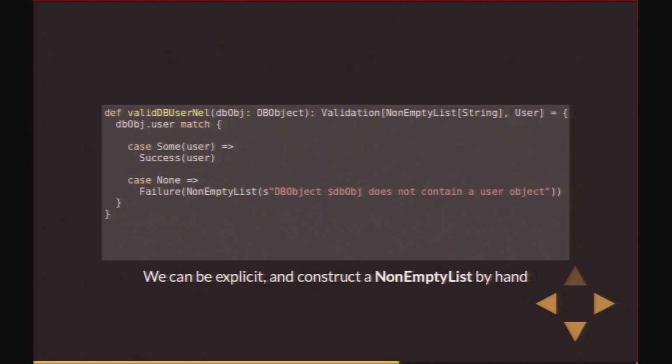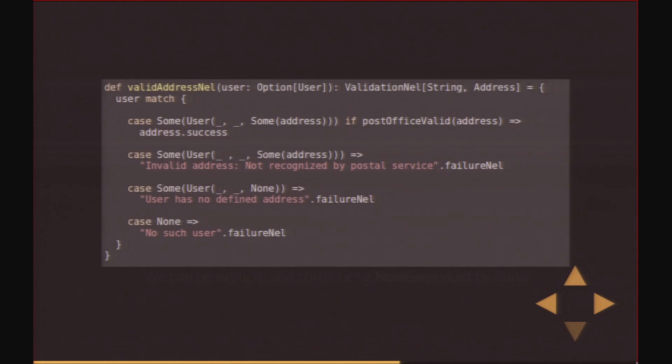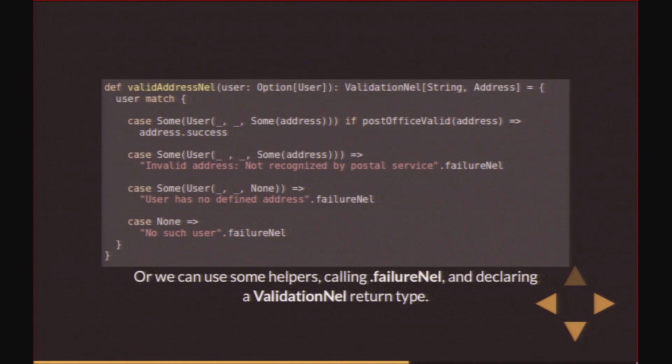We can be explicit and construct that non-empty list by hand, or we can use some helpers like .failure_NEL. .failure_NEL will return to us an instance of failure of non-empty list. I've also used that alias here, and I'm sorry, it is lowercase el. I think in the old versions of Scala Z, it was capital EL, and that's been deprecated. So you should use NEL with a lowercase e and l.